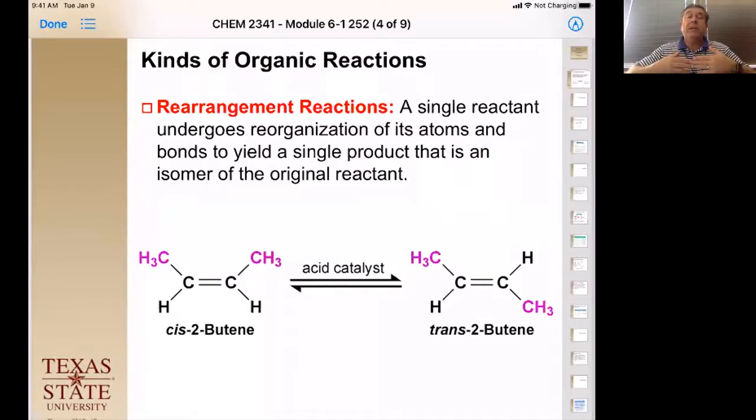Remember that double bond's rigid, and so it can't rotate without some kind of force acting on it. In this case, we're using an acid to break that double bond for a little while and then allow the molecule to rotate around its sigma bond and then reform that double bond. So that's what we call a rearrangement reaction. And those happen a lot when we start talking about carbocations. So write that down, carbocation rearrangement.